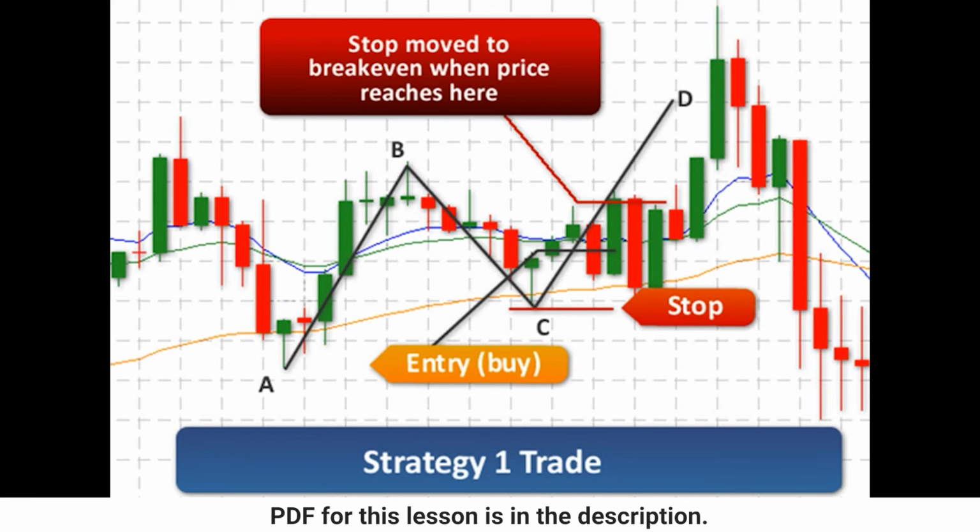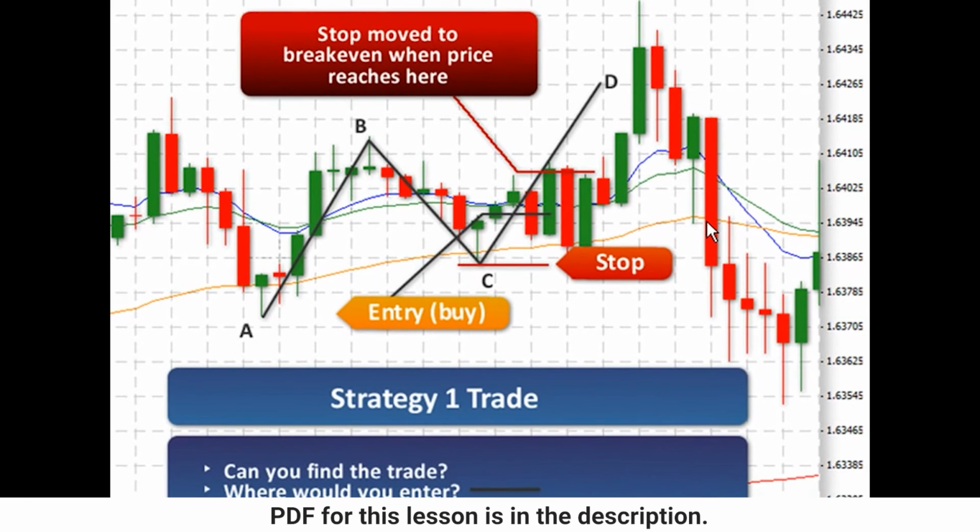So where would we exit here? Where do we exit on strategy 1 trades? Pause the video and work it out. Now with exiting on strategy 1 trades, we normally exit at the D point. But this is a bit of a trick question because in this case, we do not exit at point D. Where do we exit? We exit at our entry price.